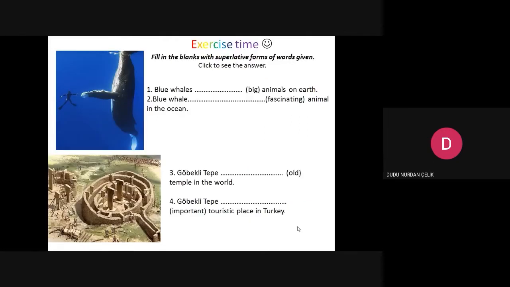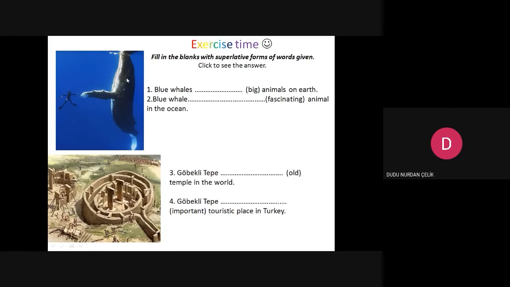We have got exercises here to make you understand better. Fill in the blanks with superlative forms of words given. There's a very nice photograph here, a blue whale and a diver. Look how small it is and how large, how big it is. There are a lot of big animals on Earth, but blue whales, big animals on Earth.